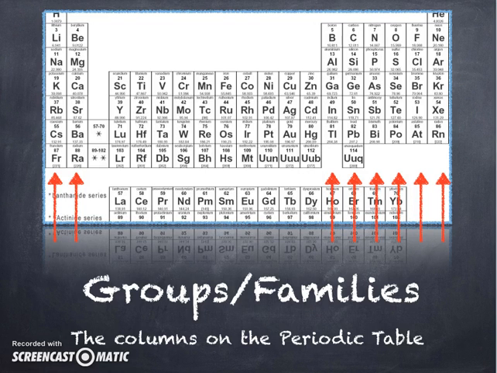The groups or families are the columns on the periodic table. The reason they're called groups and families is that most elements found within a group or family are very similar in properties. So carbon and silicon have very similar properties, just like lithium, sodium, potassium, rubidium, and cesium are very similar in property in that they are very reactive with water.